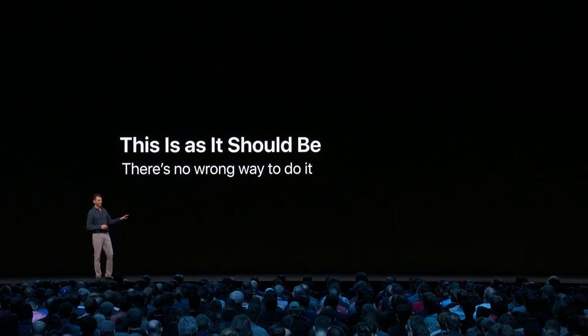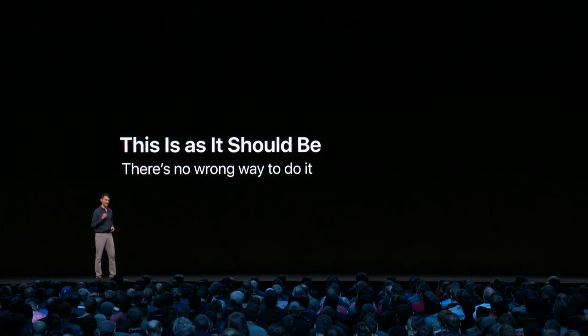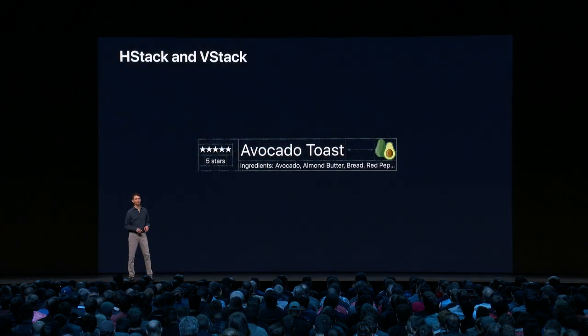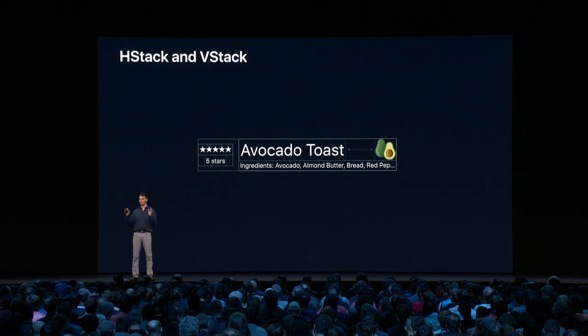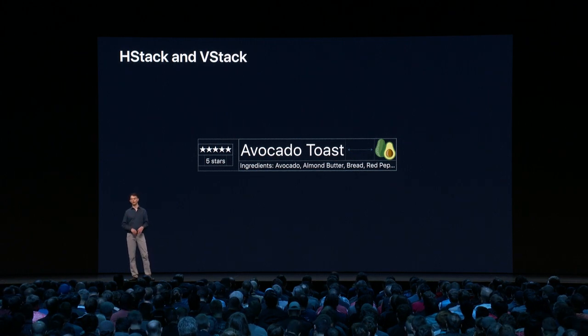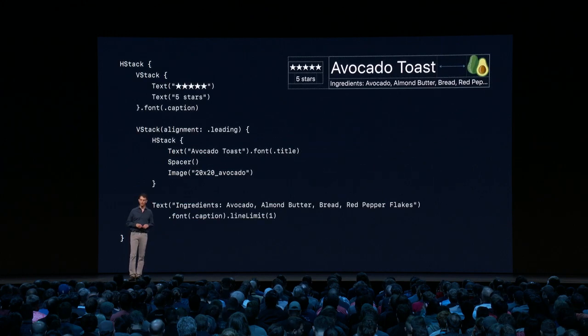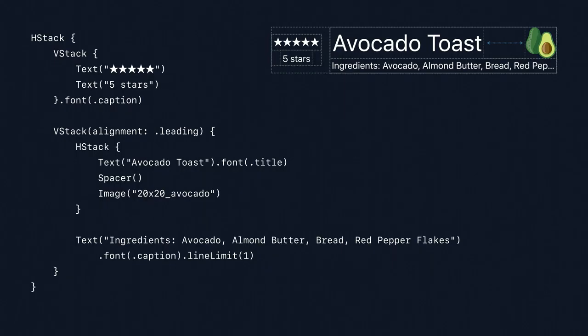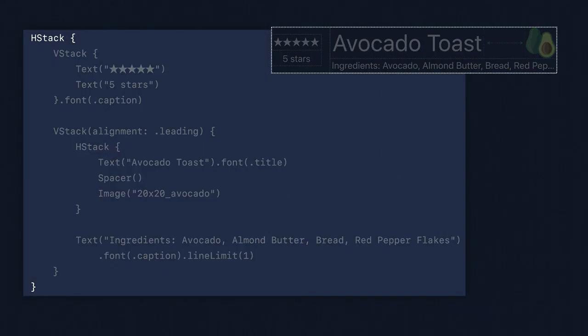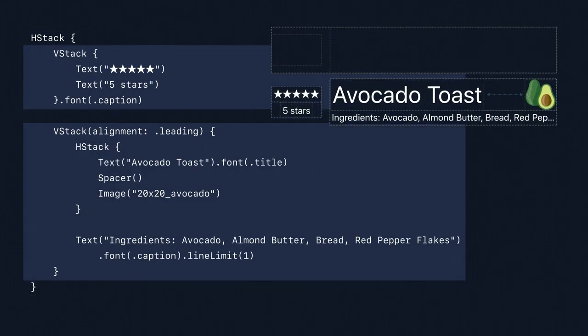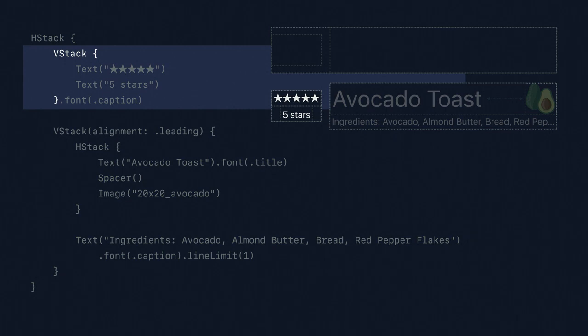Okay, now that we have the basics under our belts, let's discuss the power tools, the stacks. Now, HStack and VStack arrange their children in a row or column, respectively. I threw this list cell together with 4 stacks and just a few lines of code. And here's the code for that layout. At the top level, you've got an HStack with 2 children, the first of which is a VStack containing the star rating.